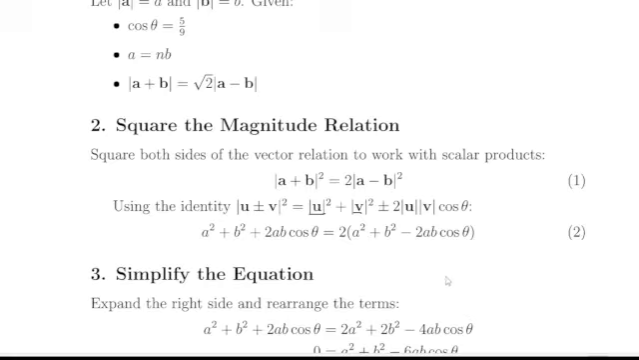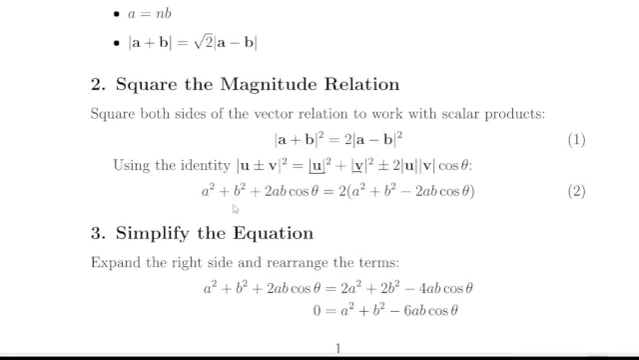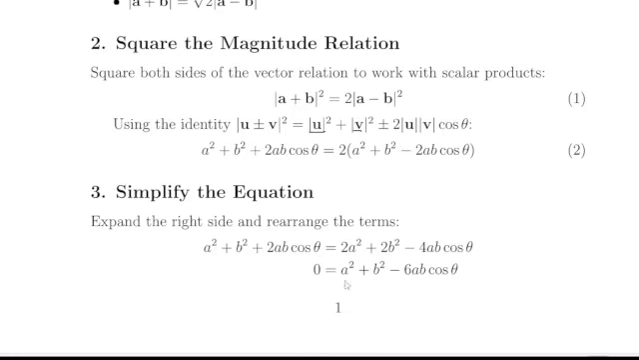And now we're just going to simplify. Let's move everything to the right side, but first we'll distribute the 2. We get 2a squared plus 2b squared minus 4ab cosine theta. Subtract by a squared, b squared, and 2ab cosine theta. We have 0 is equal to a squared plus b squared minus 6ab cosine theta.